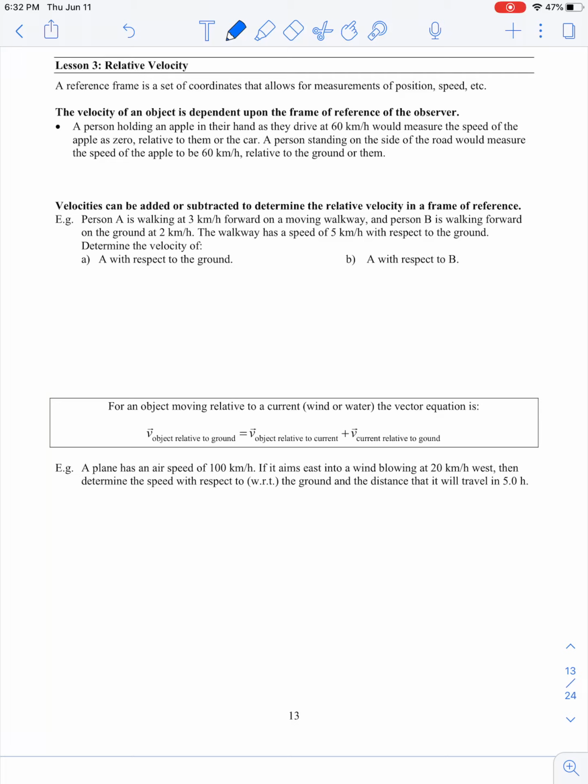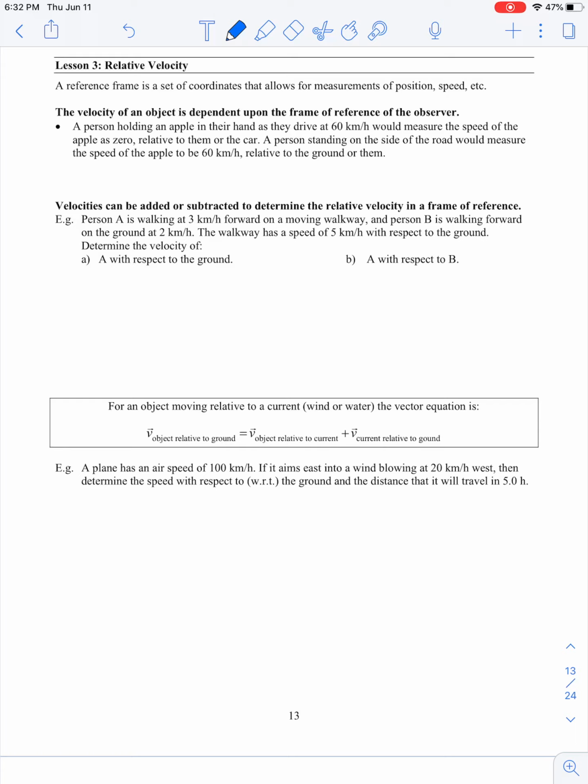Okay, today we're going to talk about relative velocity. The first thing we need to talk about is really a frame of reference. A frame of reference is just a set of coordinates that allows for measurement of position, speed, etc. A frame of reference can be you, it could be an object in the distance. It's just a set of coordinates that you're using to measure things with.